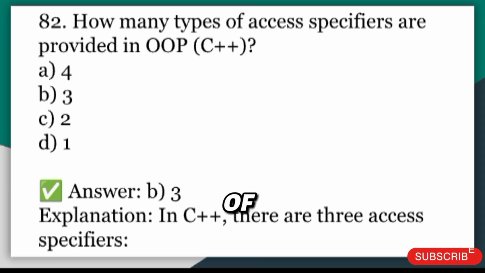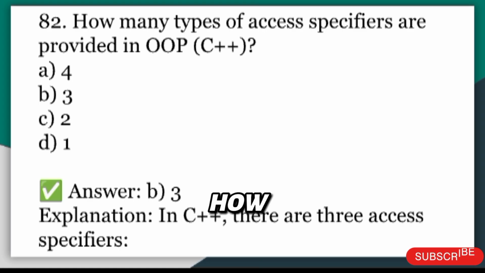Question number 82. How many types of access specifiers are provided in OOP? So the right option is B, 3. Explanation in C++, there are 3 access specifiers. Access specifiers are keywords that define the scope and visibility of class members, data members and member functions.